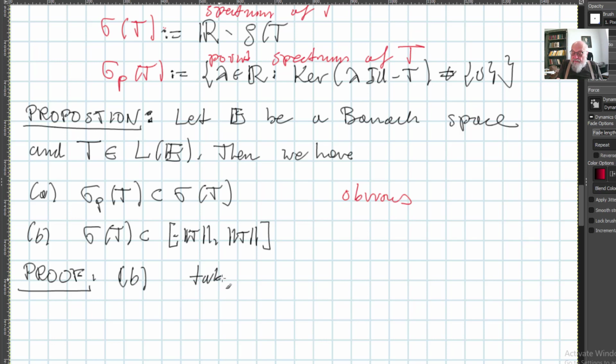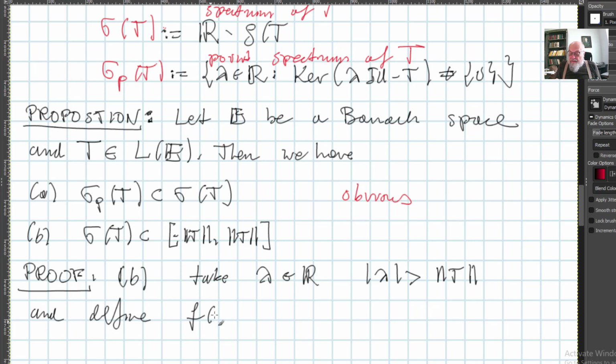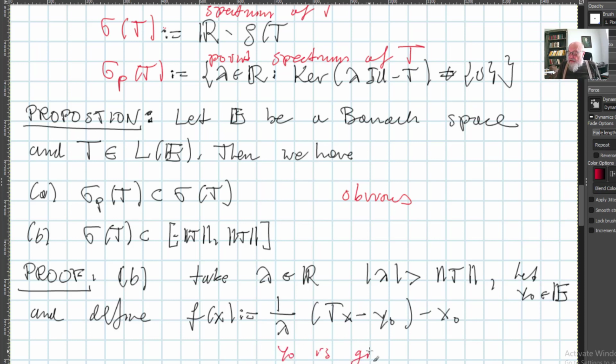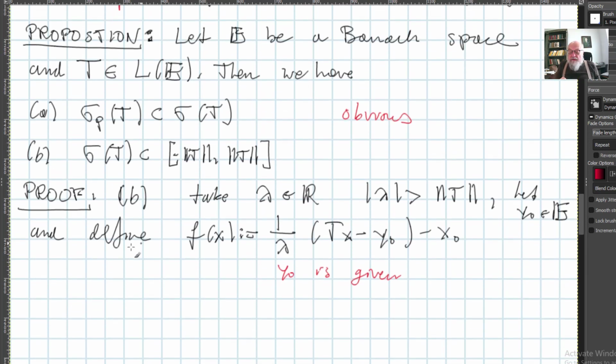So to prove B, take any lambda such that lambda is larger than the norm of T, and define f of x, by the definition, equal to 1 over lambda times T of x minus y0, where y0 belongs to E is fixed. So y0 is given arbitrary, and I define this operator.